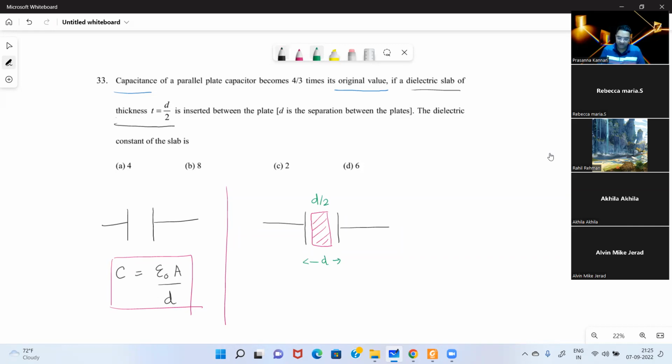Now, what is asked is the dielectric constant, correct? So in this case, what is going to be the capacitance? We have already seen. Let this be C1, let this be C2. What is the capacitance in this case given by? I've given you the formula: epsilon naught A divided by D minus T plus T divided by K. Do you remember this?